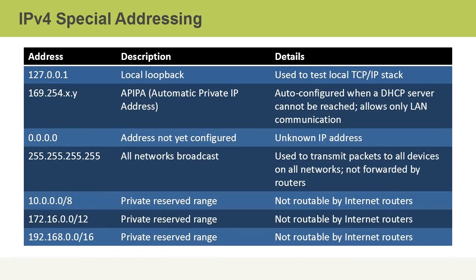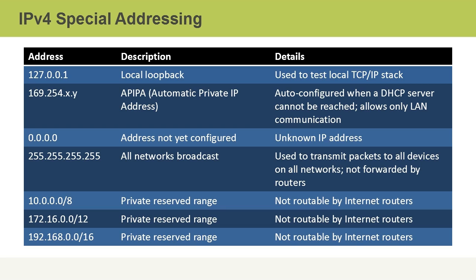There are some special IPv4 addresses like the local loopback, which has an address of 127.0.0.1 on a device, and we use this if we're testing our local IP stack when troubleshooting. There's also the automatic private IP addresses, which are called APIPA addresses. They have a prefix of 169.254, and a device will be configured with this when it can't contact a DHCP server. Now, this IPv4 address is only usable to communicate with other IPv4 hosts on the local area network only. An address of 0.0.0.0 means that there is not yet an address that's been assigned to a device. In the routing context, 0.0.0.0 means the default route.